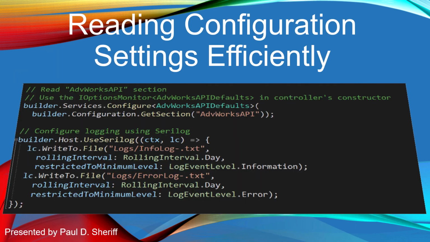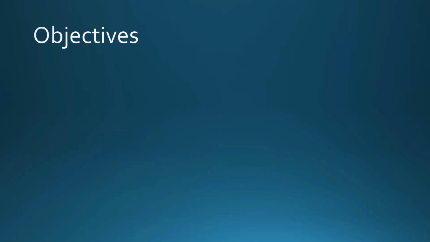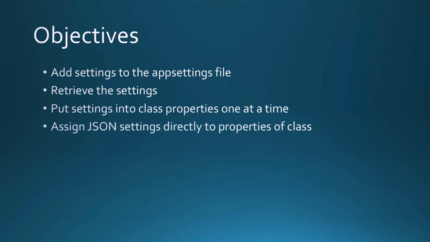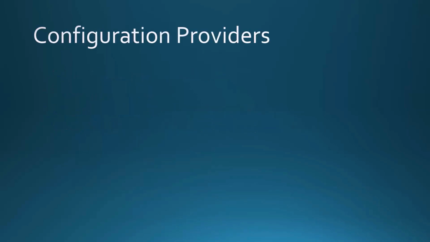In this lesson, we talk about reading configuration settings efficiently. The objectives of this lesson are to add settings to our app settings file, retrieve the settings, put those settings into a class properties one at a time, and then assign JSON settings directly to the properties of the class. Where you put your configuration settings is completely up to you.